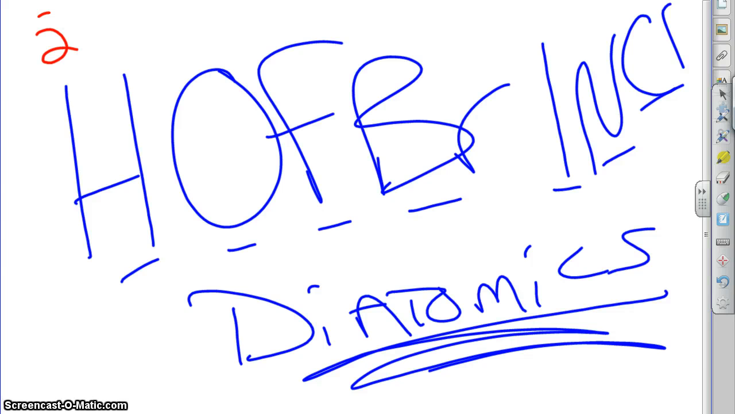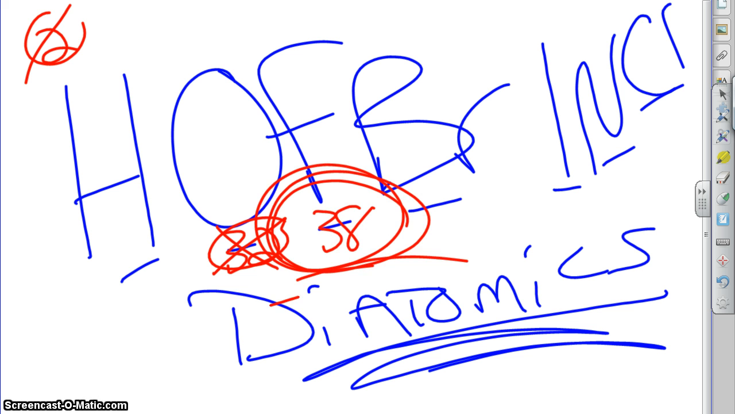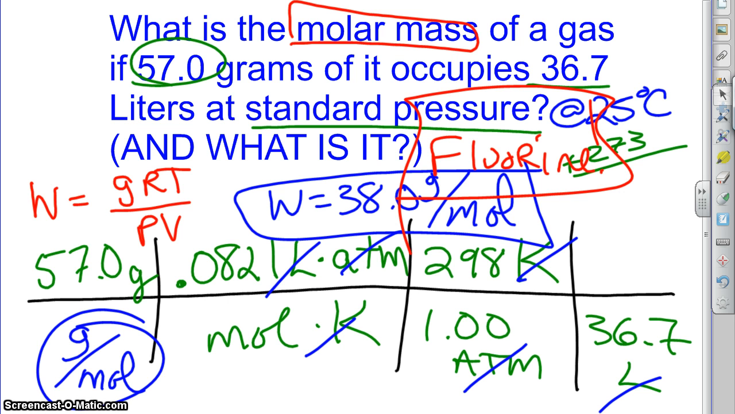Hydrogen is 1, becomes 2. That doesn't work. Oxygen is 16, becomes 32. 38 was our number. That doesn't work. Fluorine is 19. 19? Oh, we have a winner! This is fluorine gas, isn't it? Yay! We figured it out. We're awesome.